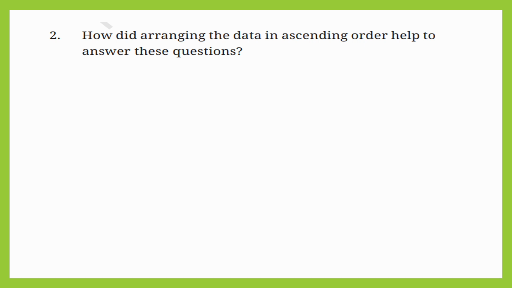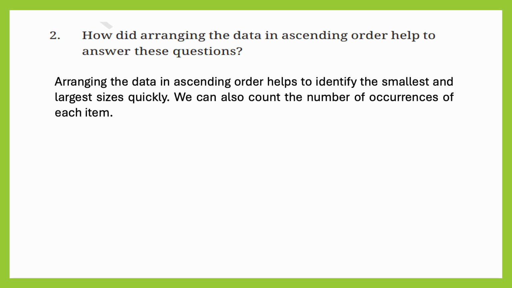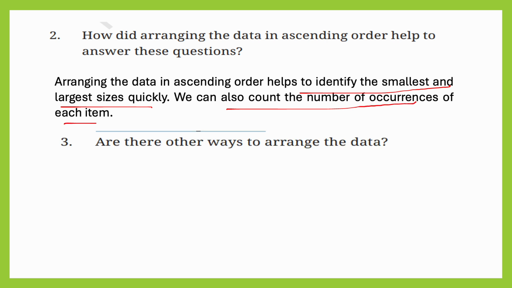How did arranging the data in ascending order help to answer these questions? Arranging the data in ascending order helps to identify the smallest and largest sizes quickly. We can quickly identify which is the smallest size and which is the largest size. We can also count the number of occurrences of each item. Are there other ways to arrange the data? Yes, we can arrange the data in the descending order.